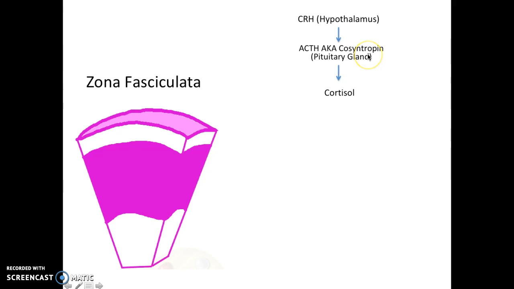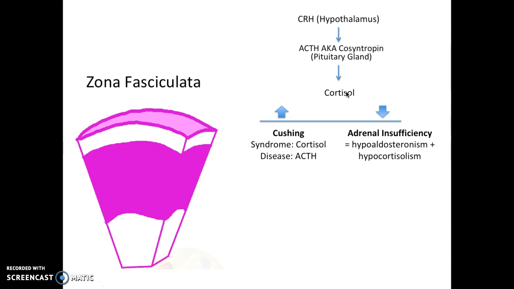Remember, that's also known as cosyntropin. And then we get cortisol. So when we're thinking about cortisol levels, we have high cortisol levels known as basically Cushing. Cushing syndrome refers to just high levels of cortisol. Cushing disease refers to high levels of ACTH from the pituitary.